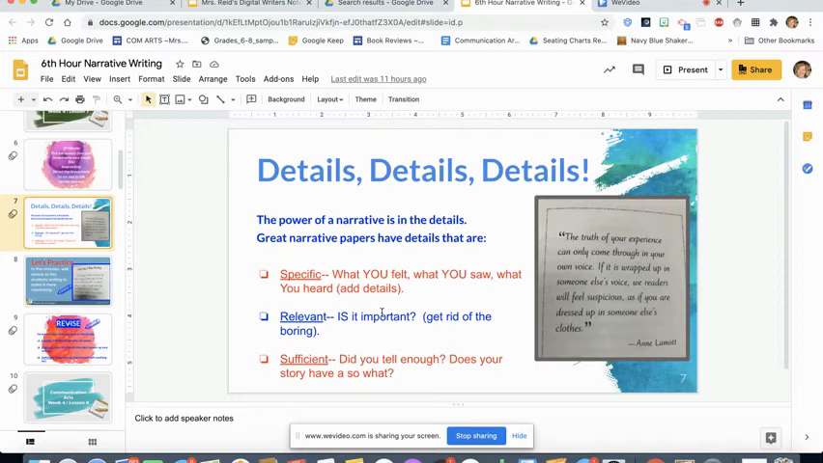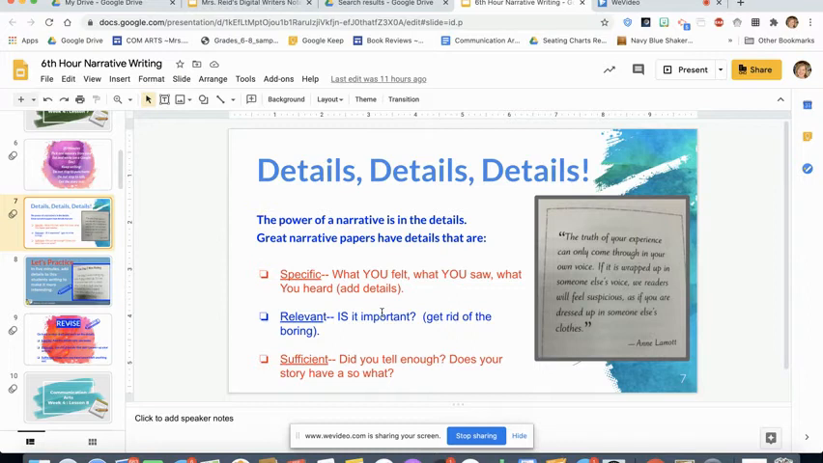And so as you look at your quick draft, I want you to really think, okay, what about what I wrote doesn't really matter? And then sufficient. Did you tell enough? Does your story have a so what? And are there enough details that you have the whole story?